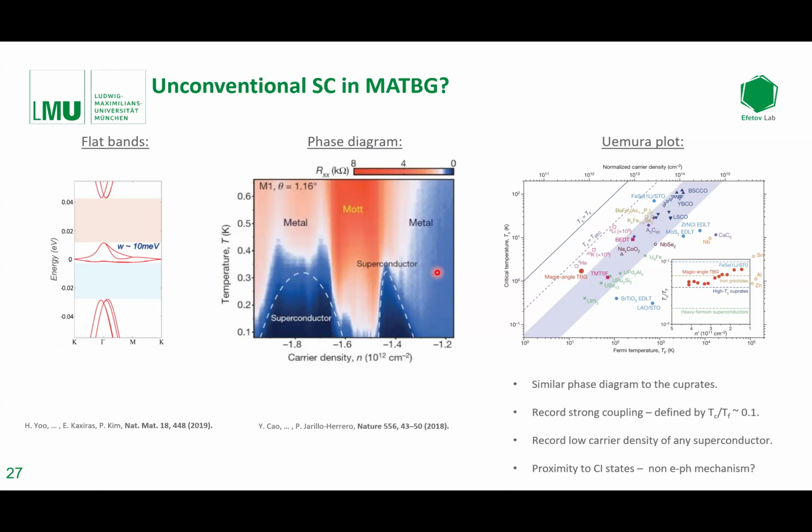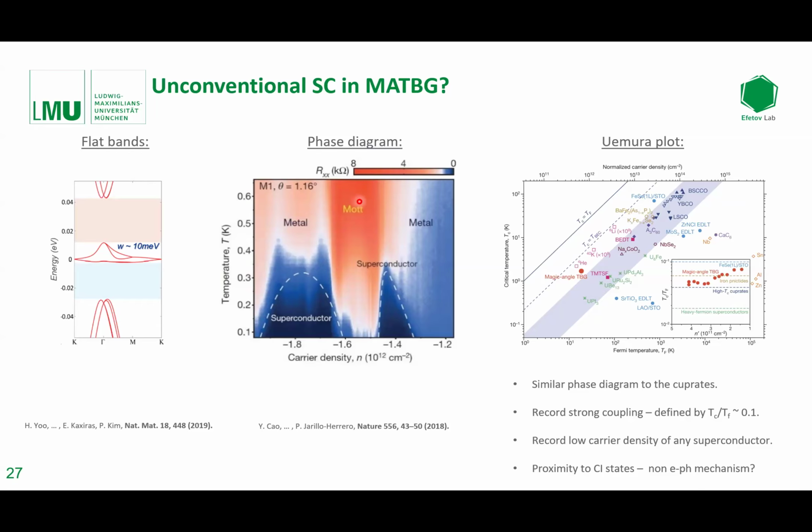The original phase diagram that was worked out by Pablo Jarillo-Herrero now 8 years ago already showed, if you look in the details of the superconducting phases, this notion of dome-shaped superconductors. The superconductors have these dome shapes with a TC again around a few Kelvin, which directly flank the Mott insulating states at integer fillings.